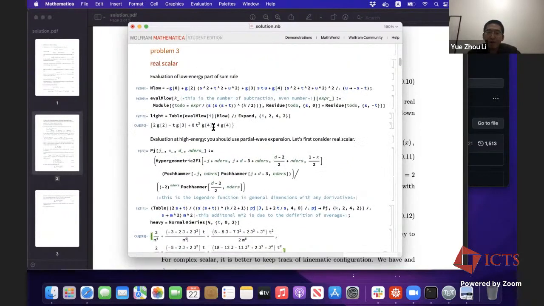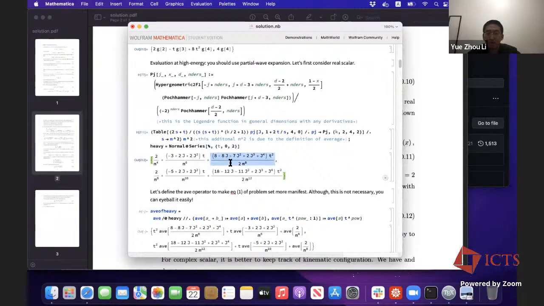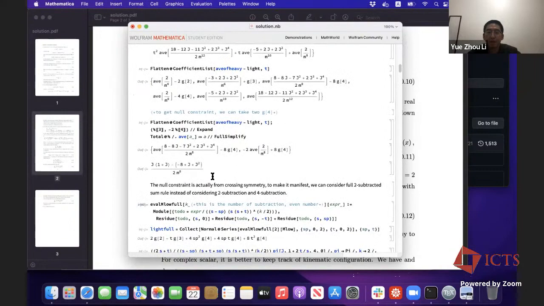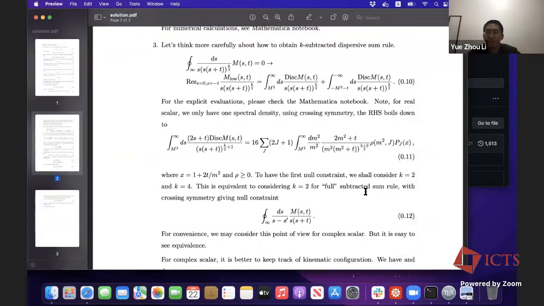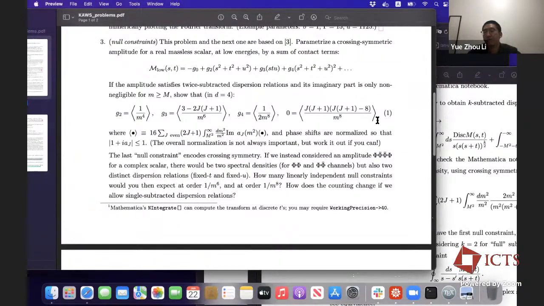From the low energy side, you notice the coefficient of t squared for the spin 2 sum rule and the coefficient for the spin 4 sum rule are the same. They are both G4. So we can just read off the coefficient of t squared and the term at t equals zero, and you identify these two things, which will give you the null constraint. And this is precisely the last equation of equation one in the problem set.